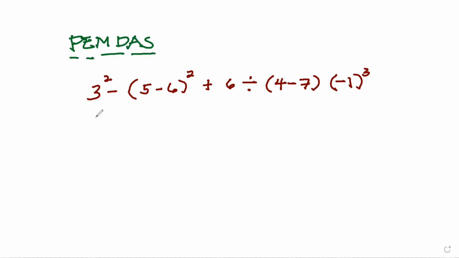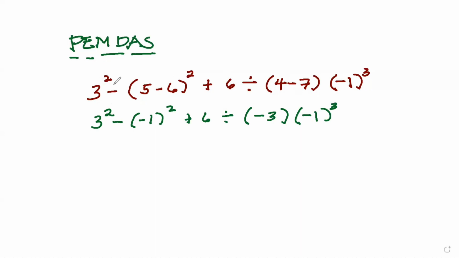So we still have to write this. So this is then 3 squared minus 5 minus 6. So sa loob muna ng parentheses, this is equal to negative 1, quantity squared, 8 plus 6 divided by, write muna natin, 4 minus 7, so that is equal to negative 3. And then you will have here negative 1 raised to 3.